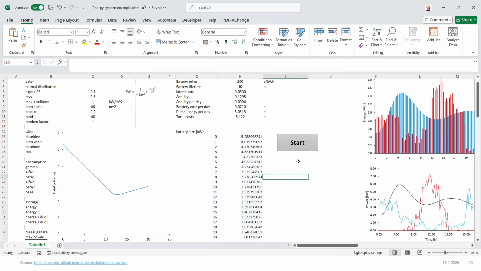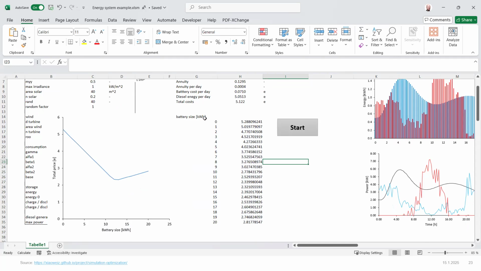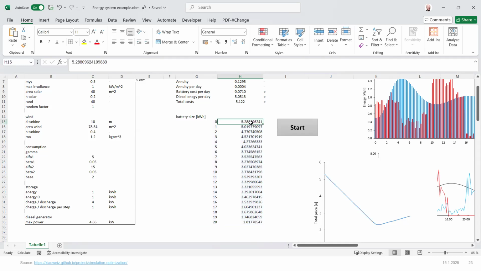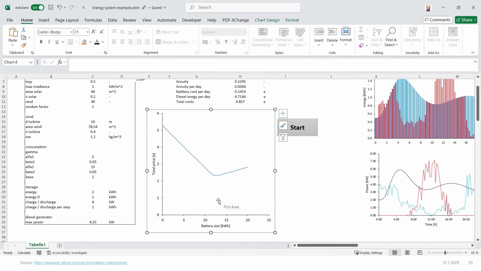So this is just a brute force. There's no fancy optimization done here. I'm trying a 0 kilowatt hour battery size, and the system cost is this. Then I put 1 in here, and the system cost is that. Then I put 2 in here, and the system cost is that. It's different because I have a different energy 0 in there. But either way, this shows me that the optimal battery size with these initial values is somewhere around 11 or 12 kilowatt hours.